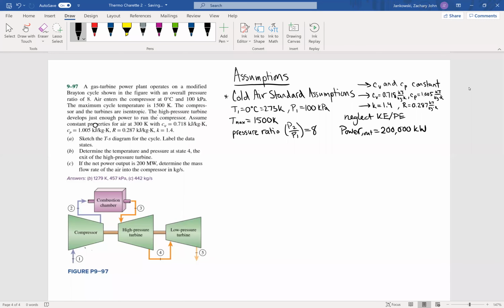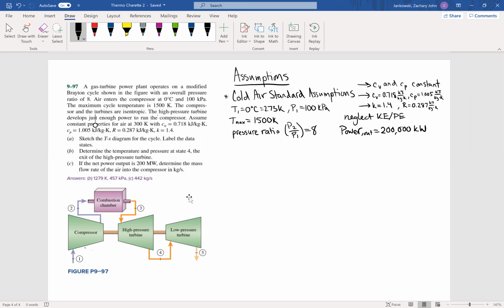Hey guys, so today we're going to be looking at question 997 out of the Thermo textbook. We're going to start off by just reading the problem through. And we see that a gas turbine power plant operates on a modified Brayton cycle shown in the figure with an overall pressure ratio of 8.